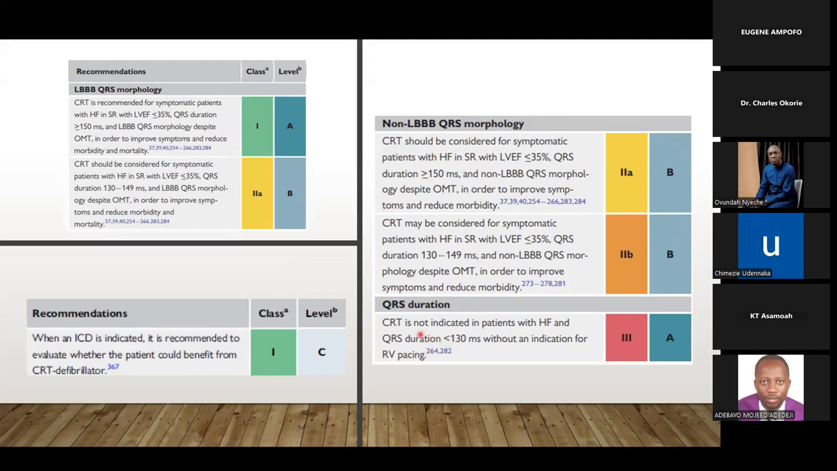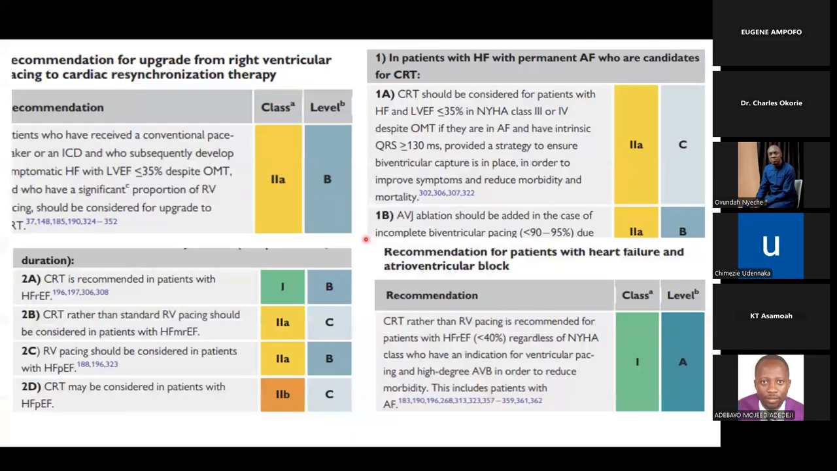Importantly, those with a QRS duration of less than 130 are not really candidates for CRT because there's little evidence in support of that. And then here we have a few more indications which we can go through when we get the slides.